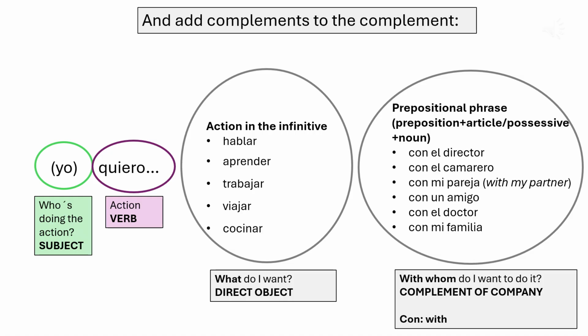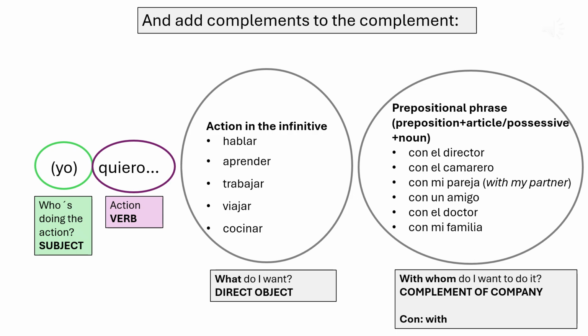Yo, the person doing the action, myself. Quiero, that's what I'm doing. That's my action. In this case, is wanting, but okay, that's the action. Then I've got the what do I want to do? That's a direct object in gray, an action in the infinitive. And then I've added with whom I want to do that. So that will be a prepositional phrase, prepositional because it's introduced by the preposition con, with.